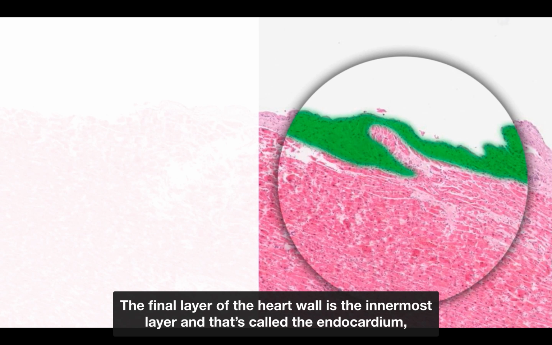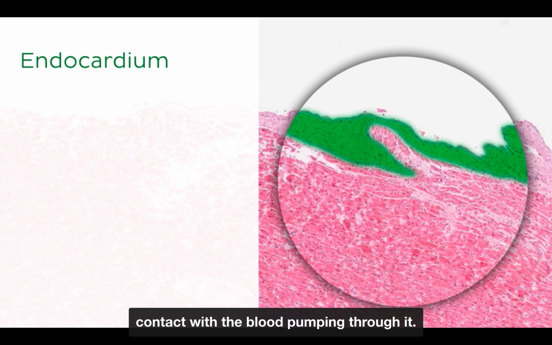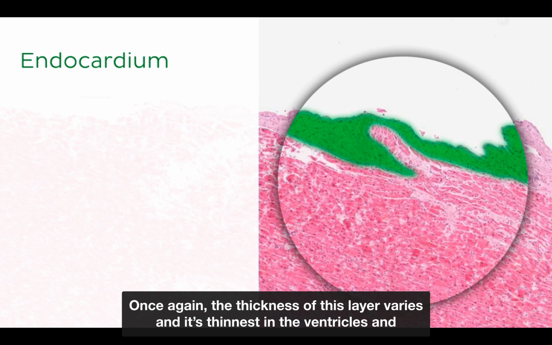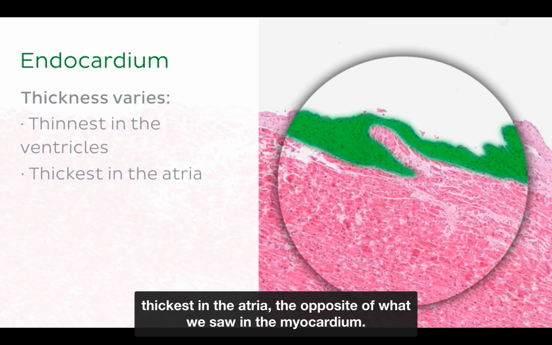The final layer of the heart wall is the innermost layer, and that's called the endocardium. And this is the layer on the inside of the chambers of the heart and is therefore in contact with the blood pumping through it. Once again, the thickness of this layer varies, and it's thinnest in the ventricles and thickest in the atria, the opposite of what we saw in the myocardium.